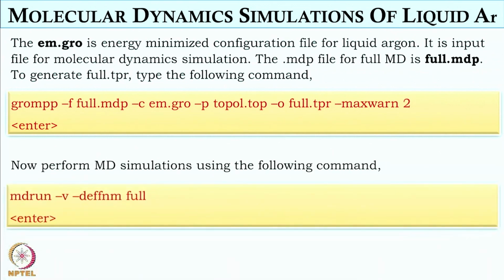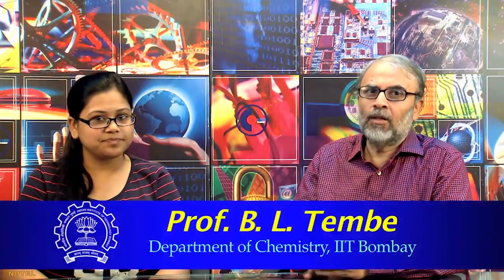And now we'll be doing MD simulation using the command mdrun -v -deffnm full. Full is the TPR file that we are getting from the grompp command. So we will conclude this with this mdrun statement, and next time again we will begin with mdrun and then analyze all the trajectories, and if there is time we will also do the installation. Okay? Thank you.